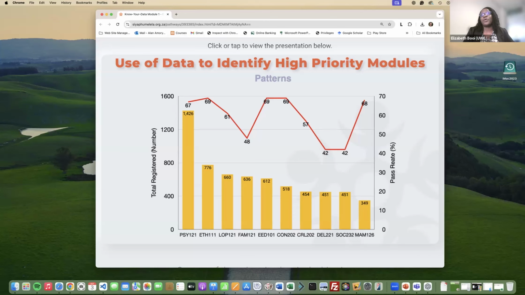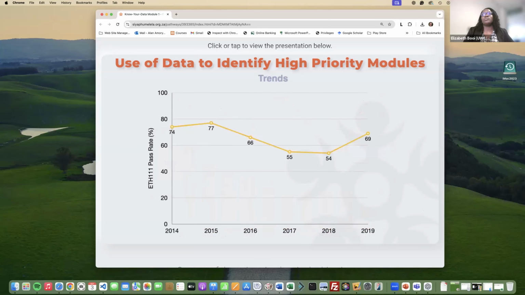And this was one form of the visualization that we used to identify those high priority modules. And in case you don't know the definition of high priority modules, those are modules with high enrollment and low pass rate as well. And we also look at the trends. It's important not only to look at the descriptive, at individual modules and comparing different modules, but you also need to look at one module over a period of time, so that you can identify the trends.